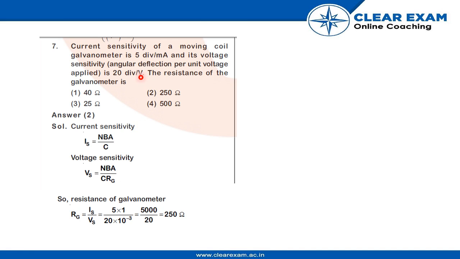One thing that we need to remember is that the current is in milliampere and the voltage is in volt. So first we need to convert 20 per volt to 20 per milliampere so that we have equality in the units, and for converting we just multiply it with 10 to the power minus 1 and we'll get the answer, which is 250 ohms. That is the resistance of the galvanometer.